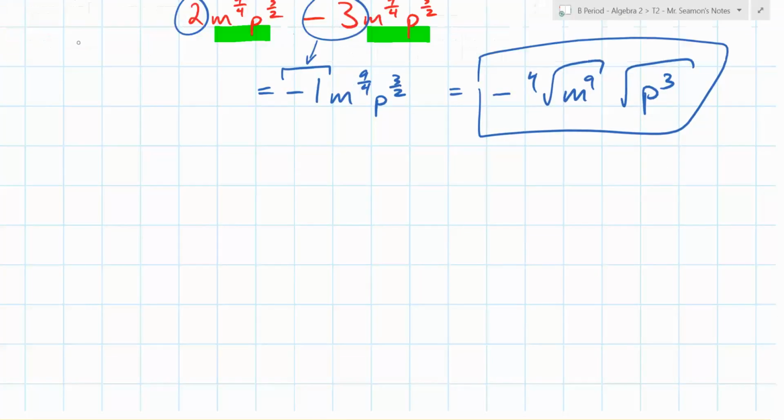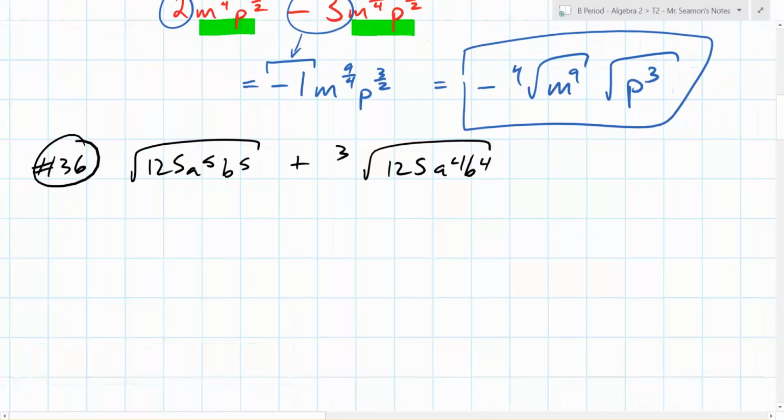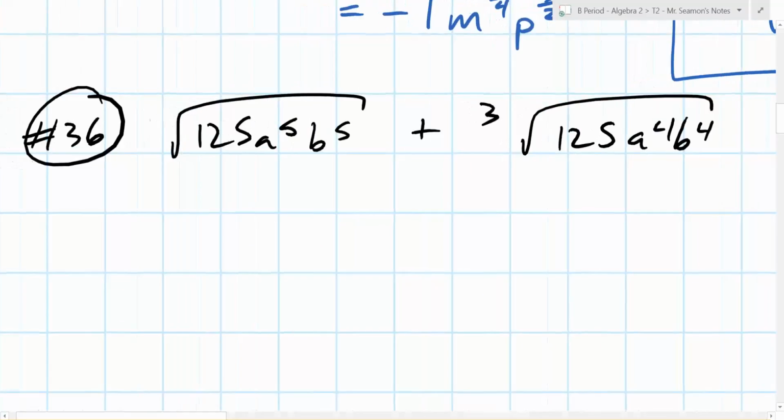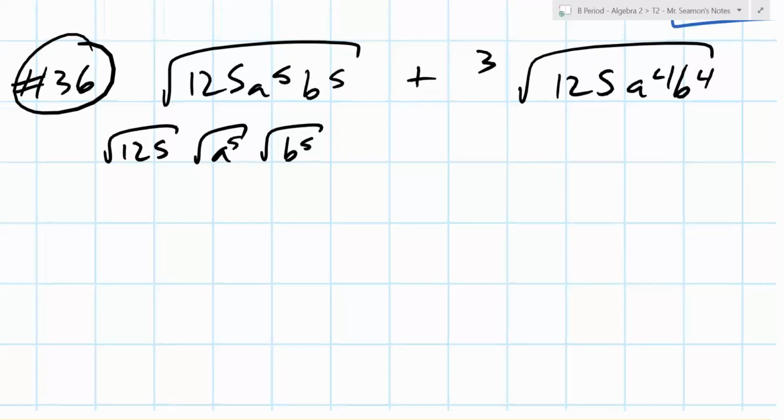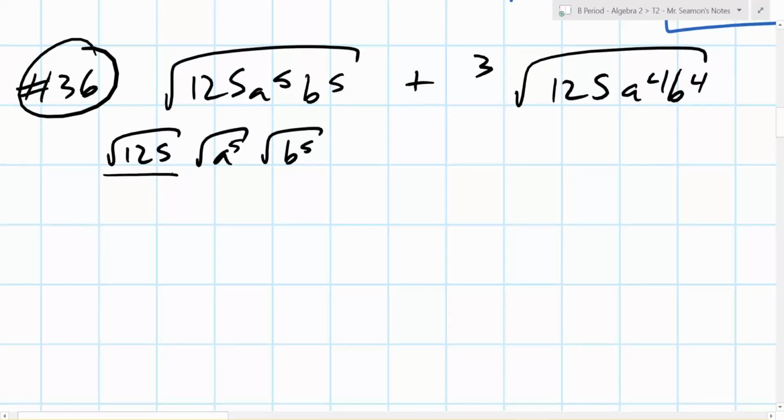Okay, let's do another one. Who has a second one that they would like to see done? Okay, so let's look at the first one here. That's the square root of 125, the square root of a to the 5th, and the square root of b to the 5th. What power is square rooting? 1/2. It is 1/2. So this right here, is 125 a perfect square?